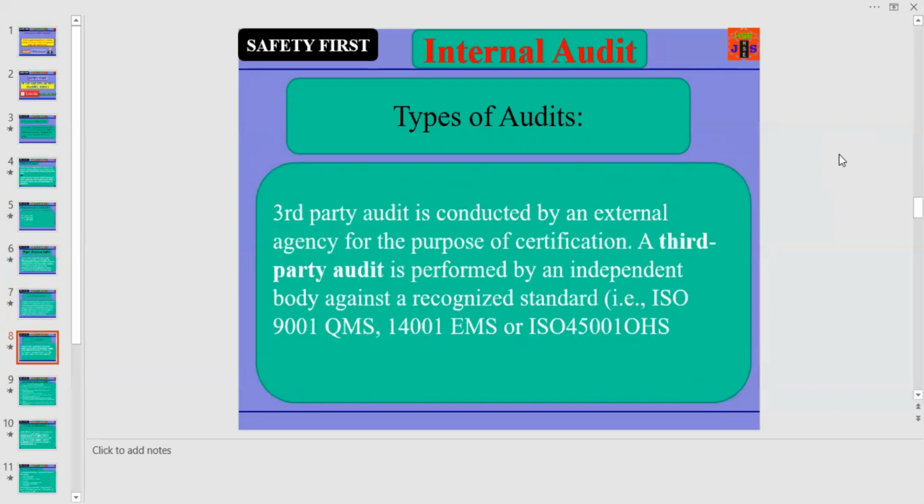Let us discuss now what is third party audit. Third party audit is conducted by an external agency for the purpose of certification. A third party audit is performed by an independent body against a recognized standard, such as ISO 9001, that is for quality management system, 14001, that is for environmental management system, or 45001, that is occupational safety and health management system. These kinds of audits, those that provide certification, are known as third party audit or external audit.